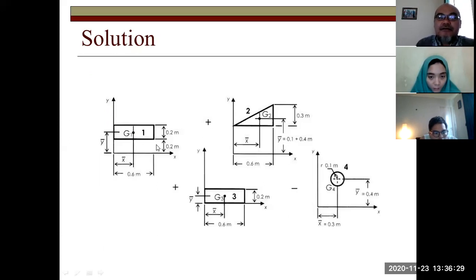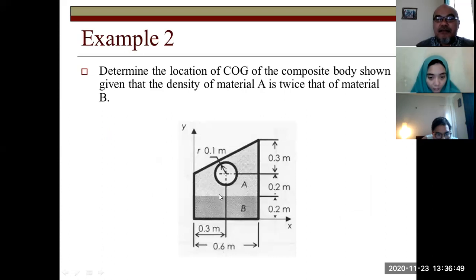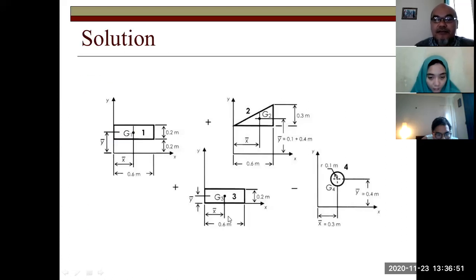Okay, so now the rectangle becomes 2 structures here. The first one is made of material A, whose base starts from the height of 0.2 meter until 0.4 meter. The second one is made from material B, the bottom part, from 0 until 0.2 meter. Then we have the triangular material and the circular hole.